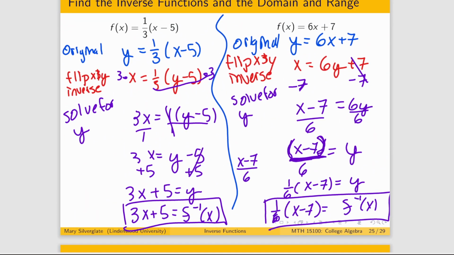Oh, and of course it said in the directions to find domain and range as well. I just was on autopilot here. So for both of these, if I have a linear function and a linear function, what's the domain on those? It's just negative infinity to infinity. So here for this inverse function, it's linear. It's negative infinity to infinity for the domain. And its range is the domain of the original, which is also linear, which is negative infinity to infinity. Same deal here. The inverse is linear, so its domain is negative infinity to infinity. And for the range, that's the domain of the original, which is also negative infinity to infinity.